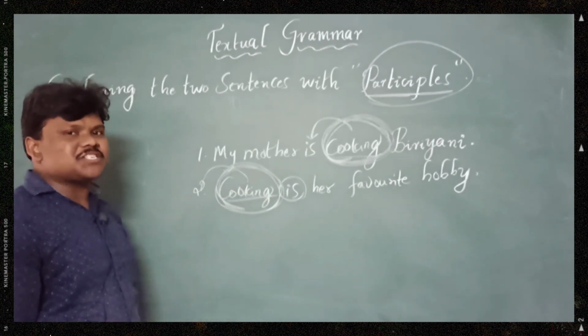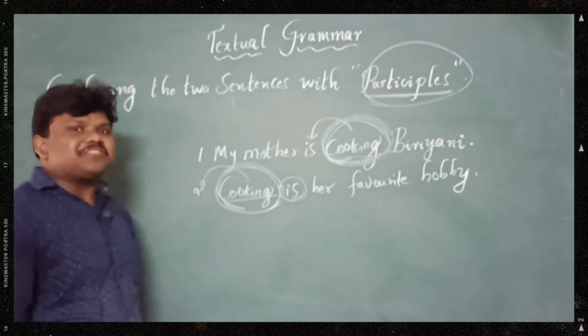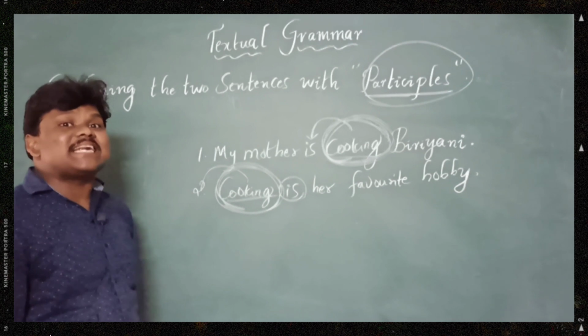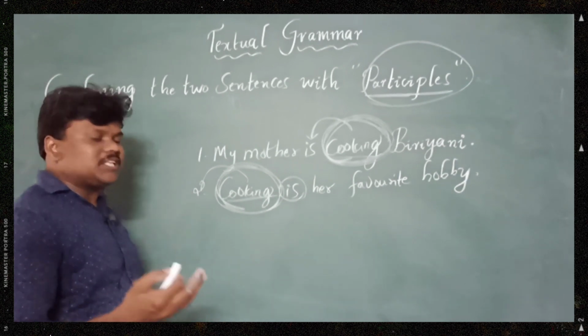Cooking doesn't have any action. If there is an action, it is called a participle. If there is no action, it is called a gerund. I think this is a new word for you. You might have known that.